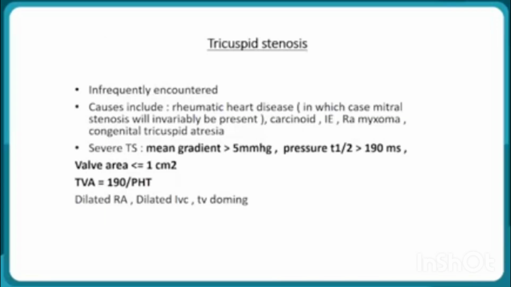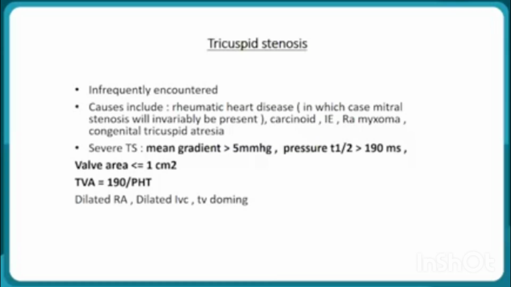So first, dealing with the first pathology, that is tricuspid stenosis, it is infrequently encountered. The most common cause is rheumatic heart disease, in which case MS will invariably be present. Other etiologies which can cause tricuspid stenosis are carcinoid, RA myxoma, infective endocarditis, and congenital tricuspid atresia.